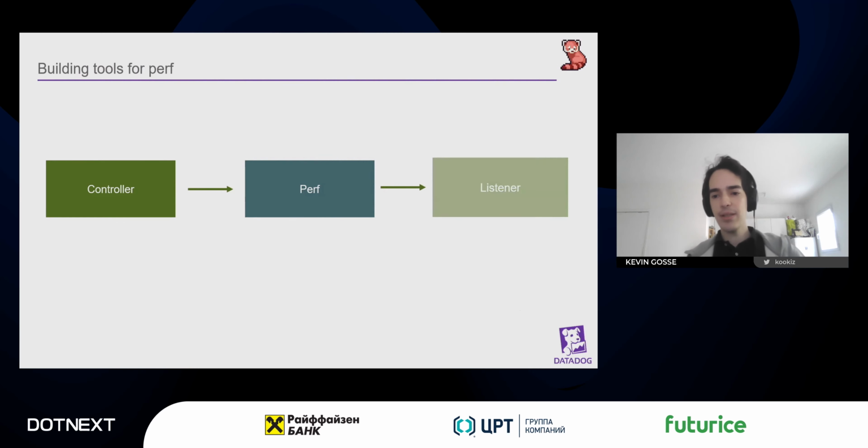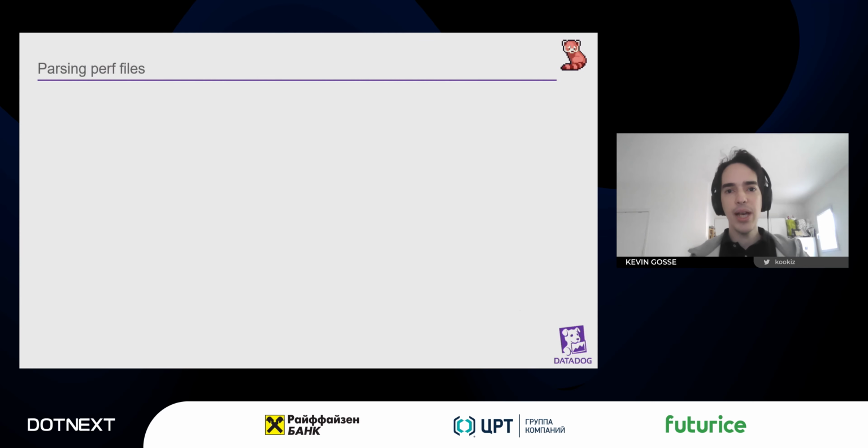So basically, what if we want to listen to the output of perf and do stuff with it? The recommended way is not to directly parse the binary file from perf, but instead to run perf script on it, which will convert it to text, which is much easier to process.